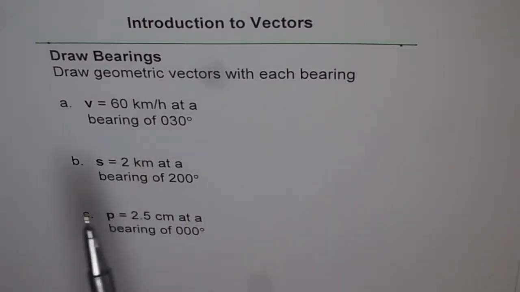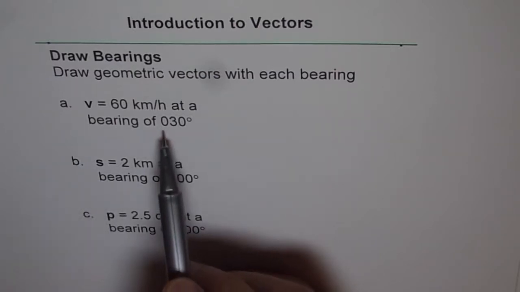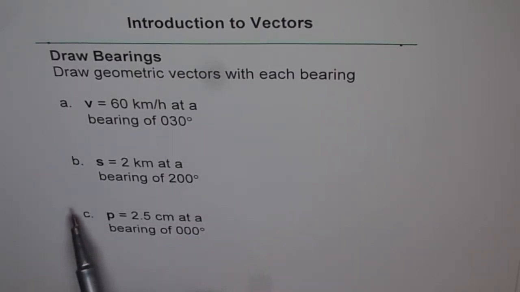Part A is vector V equals 60 kilometers per hour at the bearing of 030 degrees. B, vector S equals 2 kilometers at a bearing of 200 degrees. C is vector P equals 2.5 centimeters at a bearing of 000 degrees, right? So I'd like you to do this question, and in case you have difficulty, you can see my video where we describe the meaning of bearing angles, okay?